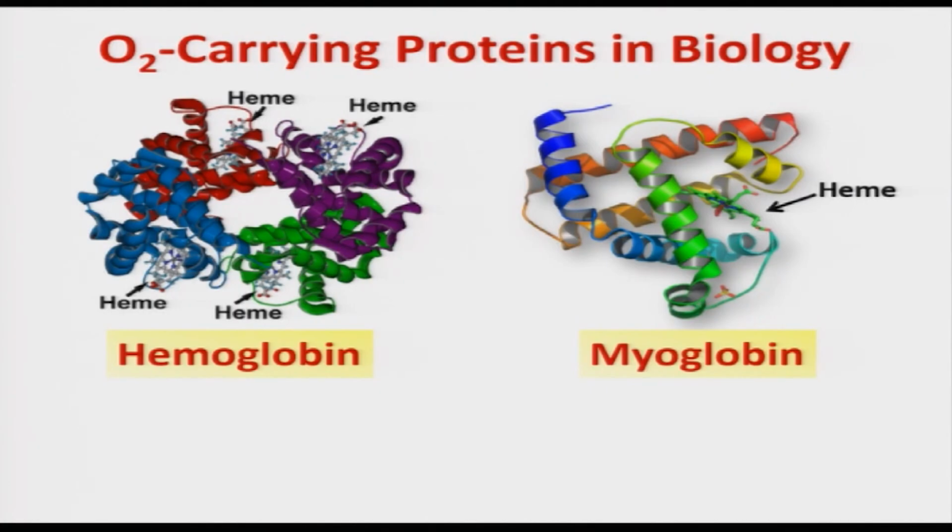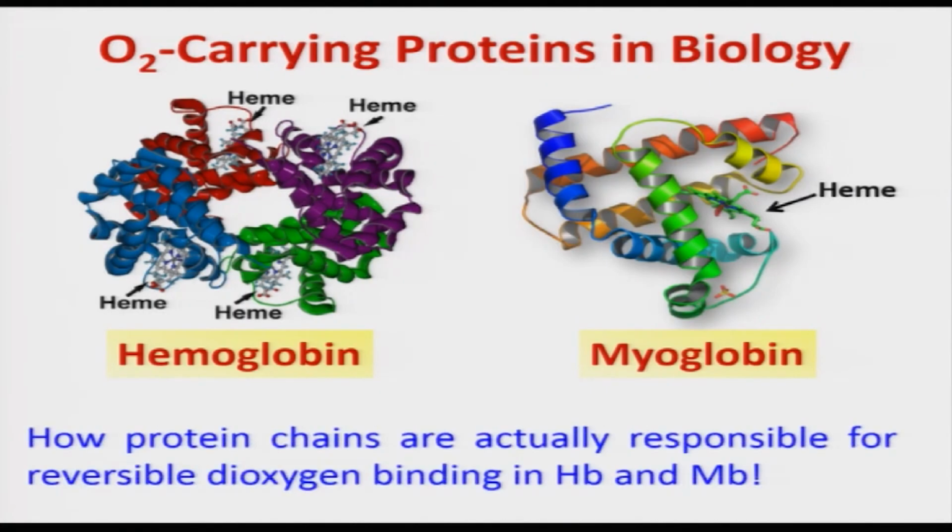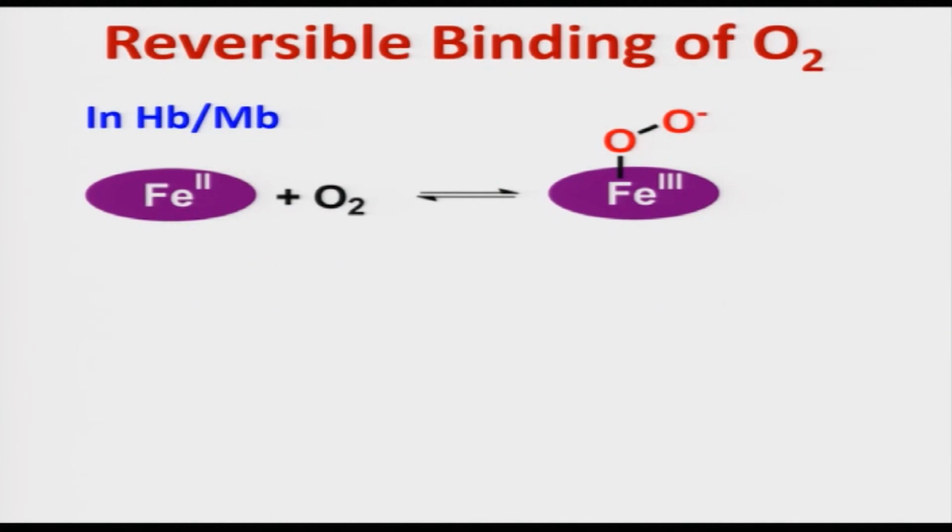I have illustrated how the protein chain is actually responsible for reversible dioxygen binding in hemoglobin and myoglobin in our body. As you can see, hemoglobin and myoglobin carry dioxygen reversibly. Iron 2 is oxidized to iron 3, where dioxygen is reduced by 1 electron to superoxide, O2 minus, and this binding is reversible in our body.